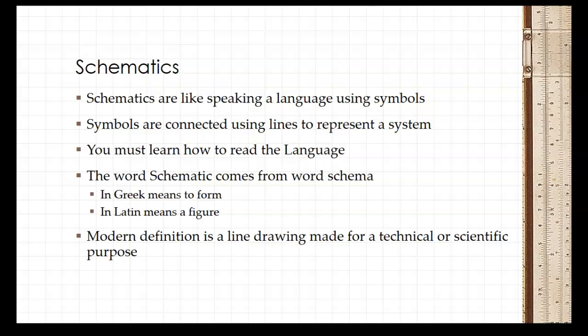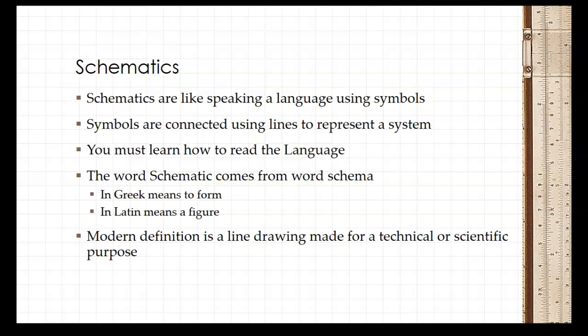So schematics are like speaking a language using symbols. All language is made up of symbols. You are going to be learning a few different parts of other languages in this case. So technically, this is a language in and of itself on its own. Does that make sense?